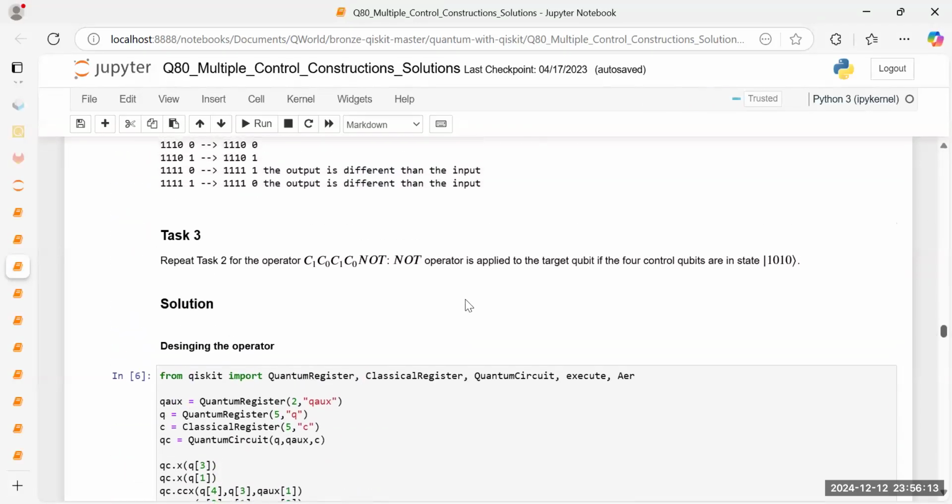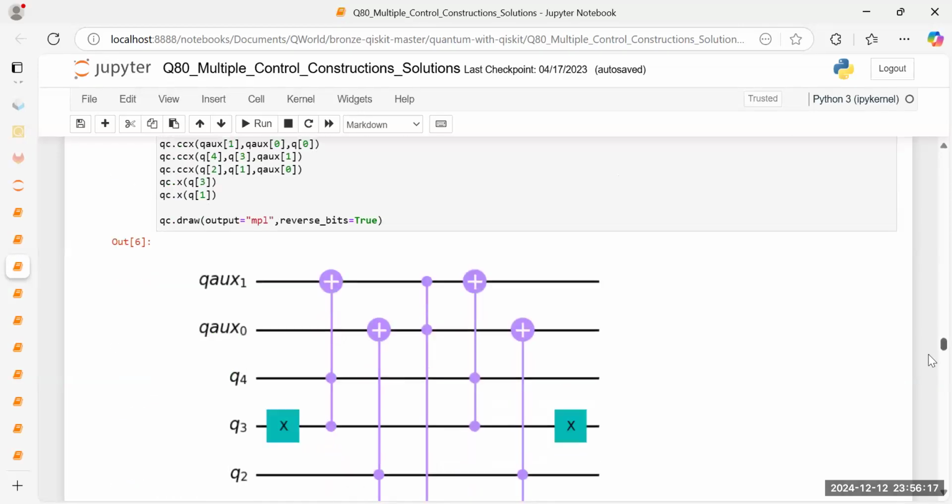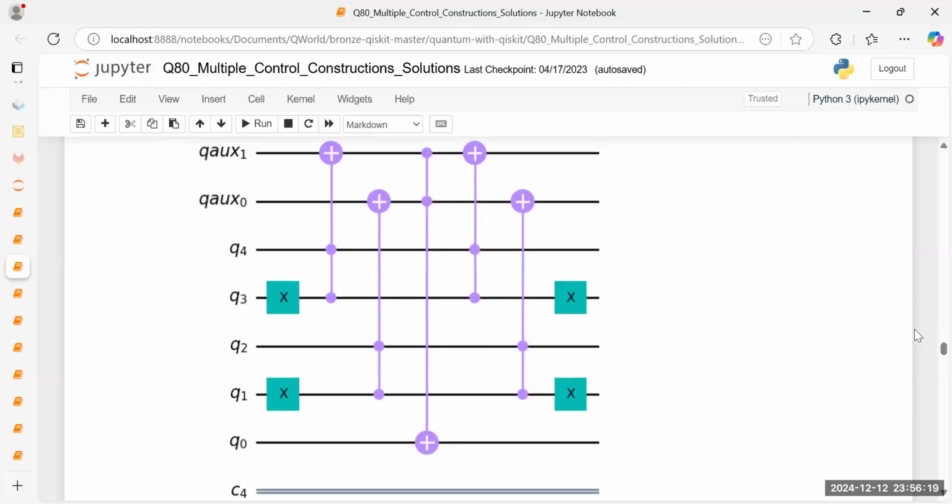So here we even have variations. So we have 4 controls and the NOT operator. As you can see, for this, it's when we have 1, 0, 1, 0 that we apply a NOT operator to the target. So this will become 1, 1, 1, 1. And we're even utilizing 2 auxiliary qubits here to accomplish this.